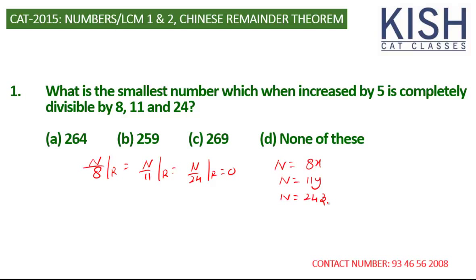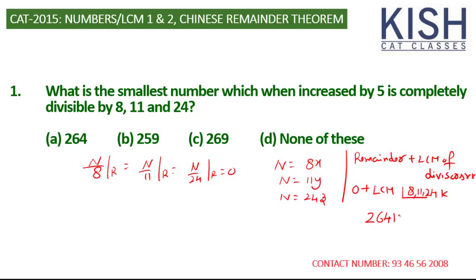Now how can we find this number? It is quite simple. The remainder is 0, so the number is the remainder plus LCM of divisors into a constant, because this number is of that format. Now the remainder is 0, and the LCM of the divisors 8, 11, 24 is 264. So the number is of the format 264k.